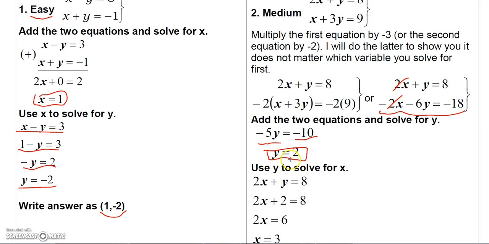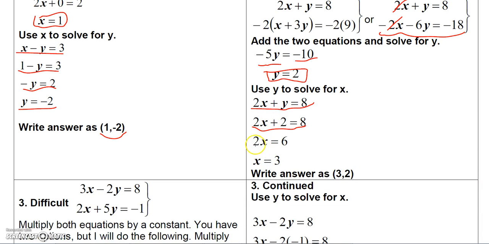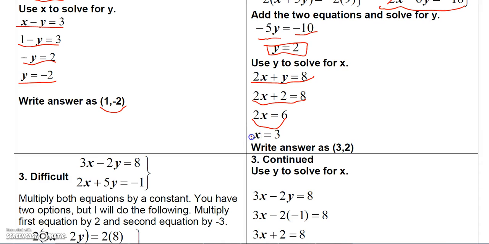And then I use the y to solve for the x, so go to the first equation up there, 2x plus y equals 8, and plug 2 in for y, and you get 2x plus 2 equals 8. Then subtract 2 from both sides, and you get 2x equals 6. And then finally divide both sides by 2, and you get x equals 3. So the solution is x equals 3 and y equals 2.